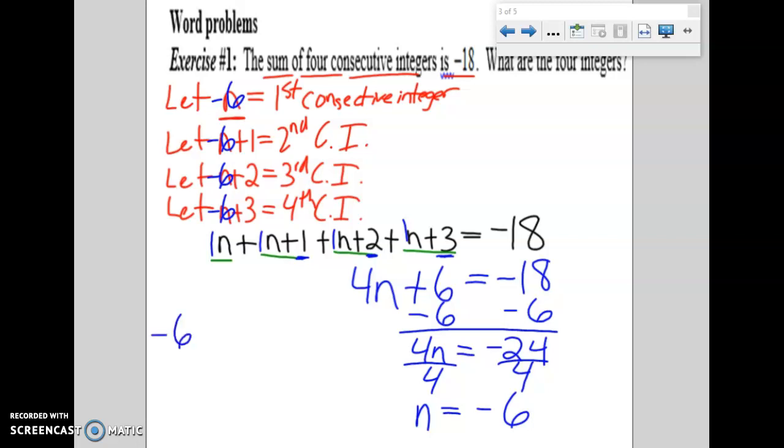So if we simply did this, negative 6 starts it, negative 6 plus 1, negative 5, negative 6 plus 2, negative 4, negative 6 plus 3, how about negative 3? And those are the 4 consecutive integers that would add to negative 18. Okay?